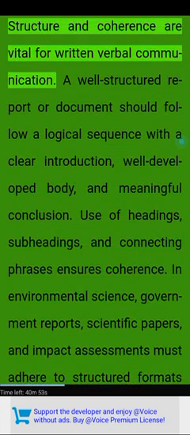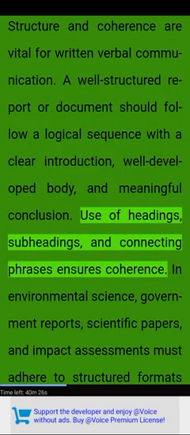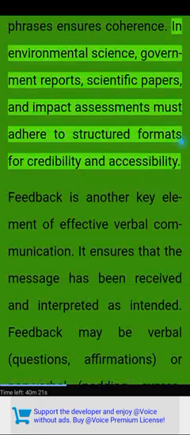Structure and coherence are vital for written verbal communication. A well-structured report or document should follow a logical sequence with a clear introduction, well-developed body, and meaningful conclusion. Use of headings, subheadings, and connecting phrases ensures coherence. In environmental science, government reports, scientific papers, and impact assessments must adhere to structured formats for credibility and accessibility.